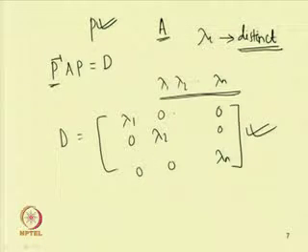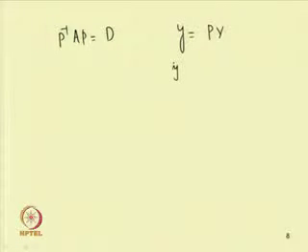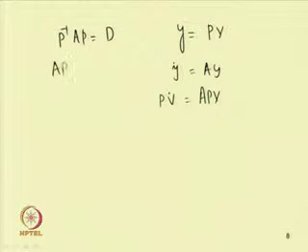So, for now, we have this P, and we are taking P inverse A P equal to D. Let us take y equal to P V. Then y dot equal to A y reduces to P V dot equal to A P V. From this equation, I can write A P equal to P D.